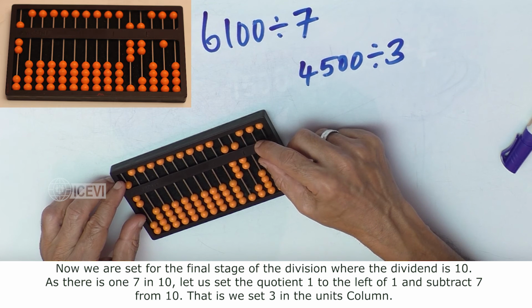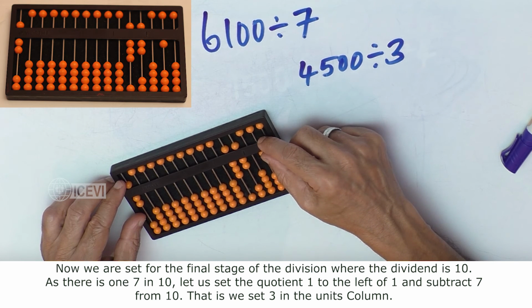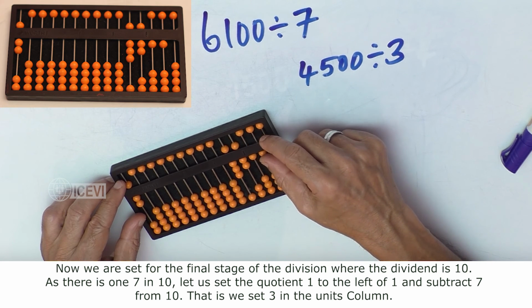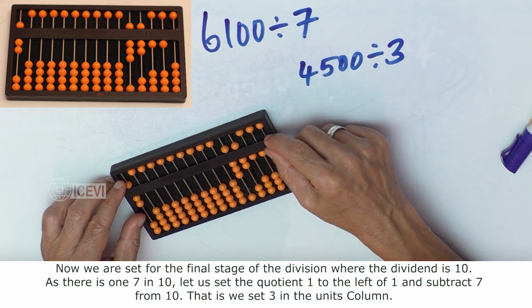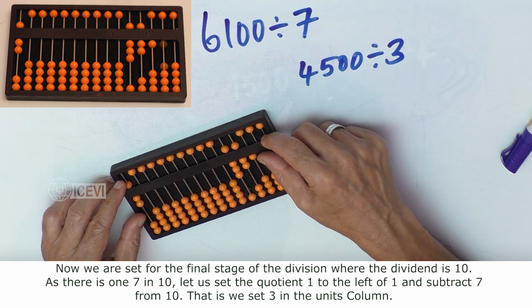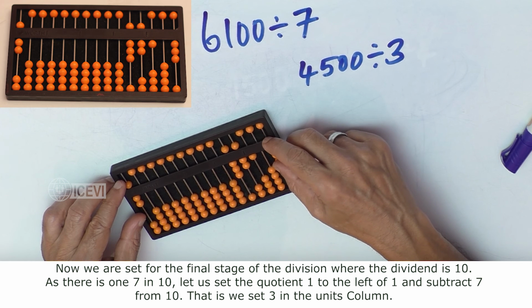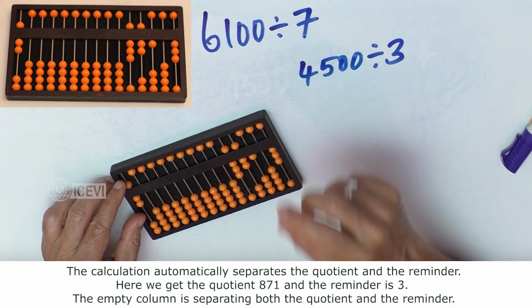As there is 1 seven in the 10, let us set the quotient 1 to the left of 1 of the 10. That is, we have to subtract 7 from 10, that is 0 from the tens column and 7 from the units column. As we cannot subtract 7 from 0, let us subtract 1 in the tens column and add 3 in the units column. You can see that the calculation automatically separates the quotient and the remainder.